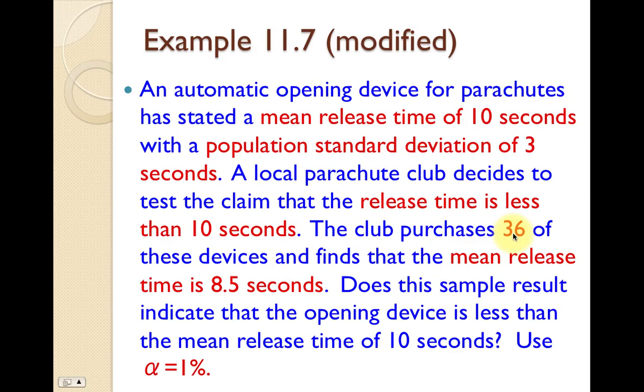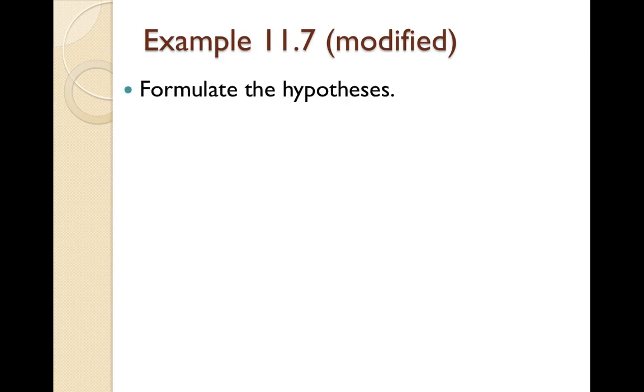Okay, just by the context of the sentence, the club purchases 36 of these devices and finds the mean release time is 8.5. So that 8.5 is the sample mean. Does this sample result indicate that the opening device is less than the mean release time of 10 seconds? Use an alpha of 1%. Okay, so this gives us the 6th item that we want to read for. Alpha is 1%.